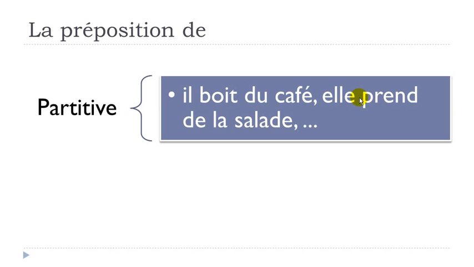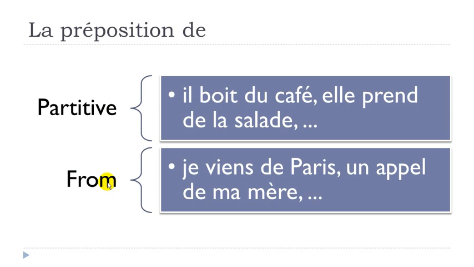Second example, elle prend de la salade. Okay, prendre is to take, de la salade, some salad. Okay, so elle prend de la salade. Okay, first use of this preposition de, it's this partitive concept. All right. Second use will be the translation of from in English.